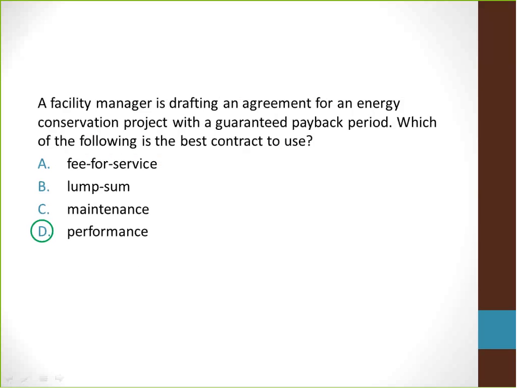Answer A is incorrect because a fee-for-service contract provides payment for services performed with no guaranteed savings. Answer B is incorrect because a lump sum contract guarantees a maximum price for specific services performed with no guaranteed savings. And answer C is incorrect because a maintenance contract is a contract that services a specific piece of equipment for a specific period of time with no guaranteed savings.